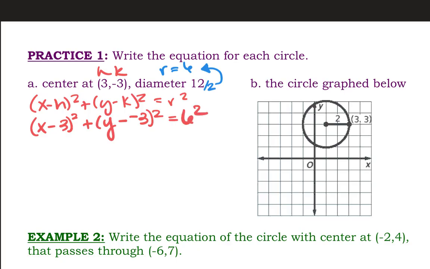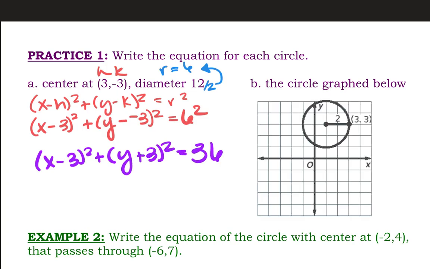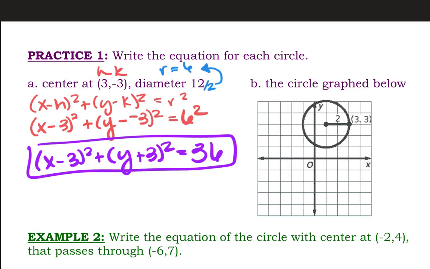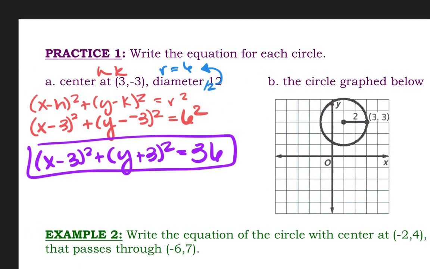So then when you cleaned it up, because you were already giving me that answer, what would your final answer be? X minus 3 squared plus y plus 3 squared equals 36. 36, good.